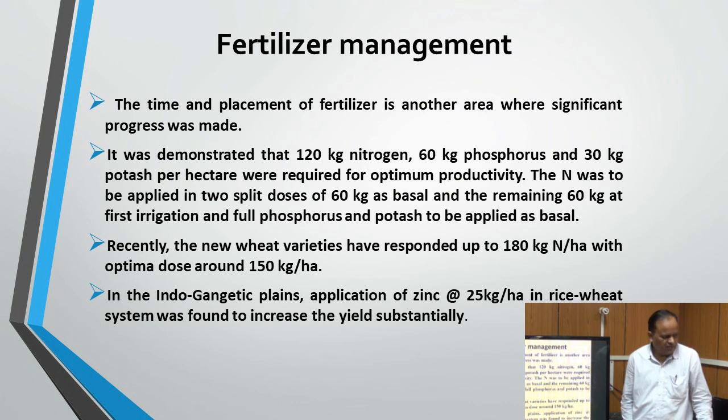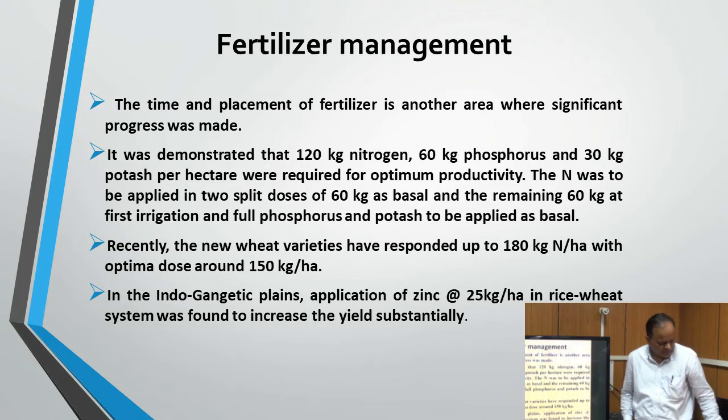Now after the soil, the next is fertilizer management. Time and placement of fertilizer is another important area where significant progress was made. Earlier it was found that 120 kg nitrogen, 60 kg phosphorus and 40 kg potash per hectare were required for optimum productivity. The nitrogen was to be applied in two split doses, 60 kg as a basal and the remaining 60 kg at first irrigation, and full phosphorus and potash to be applied as a basal.